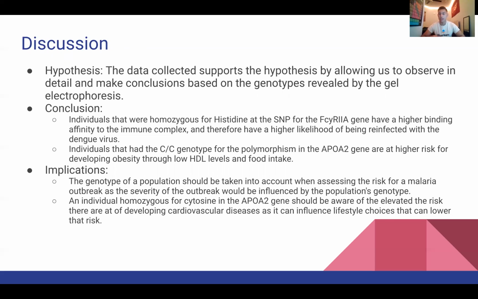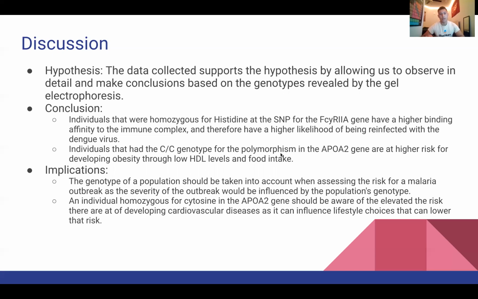And for the second project, individuals who were homozygous for C for the APOA2 gene are at higher risk for developing obesity through low HDL levels and food intake.